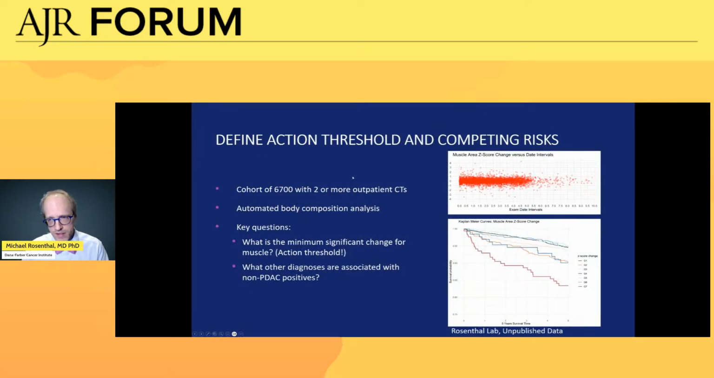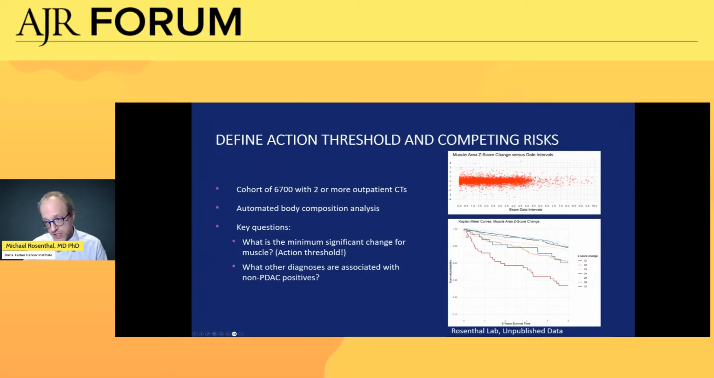We've recently done an analysis of paired CT data, looking in the healthy population, looking at what these changes are. And what we found was that there's relative stability of these body composition metrics over time, even with up to 5 years between the exams. We're now working on defining a fixed action threshold so that we can differentiate people who have normal background variation from people who have clinical events.